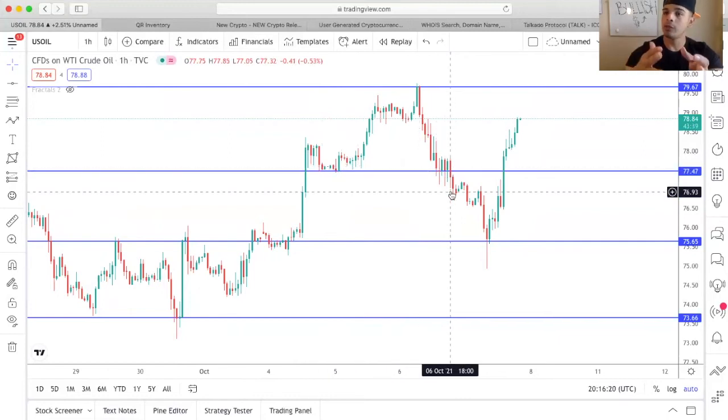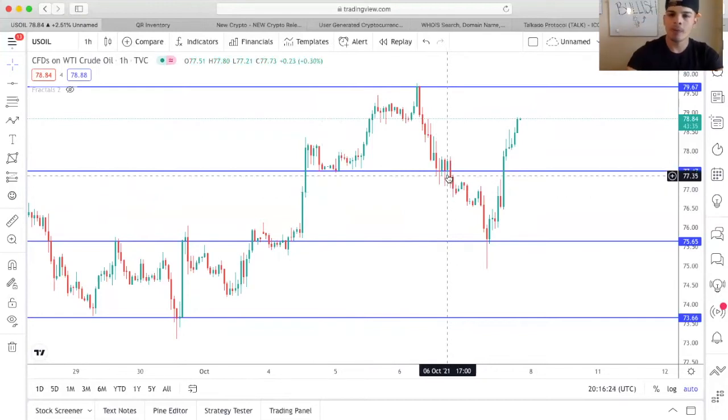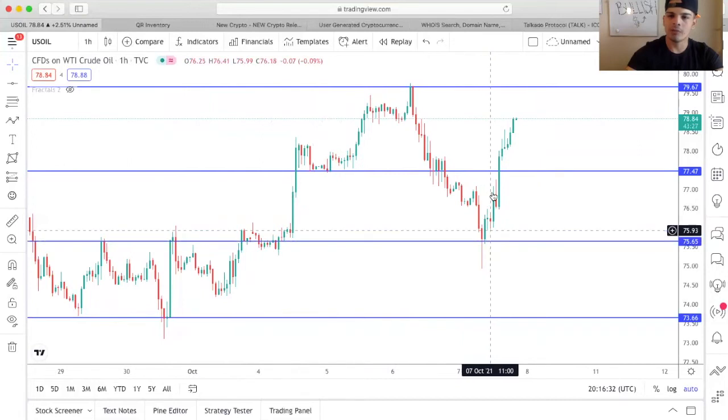Remember the roles switch. Resistance becomes support, support becomes resistance. It goes back and forth, right? So it broke back through and actually dropped all the way down to the next previous level, right? And from here, it pushed back up. Off the support level, pushed back up.